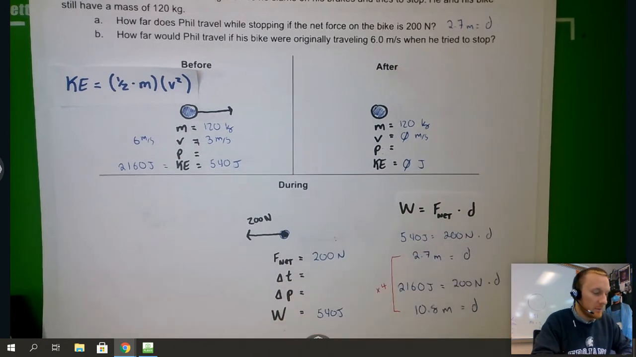So let this be a lesson to speeding as well. When you double your speed, like going from 30 miles an hour to 60 miles an hour, you end up quadrupling the amount of stopping distance you would need to come to a complete stop. So this does have some implications for driving in everyday situations as well.